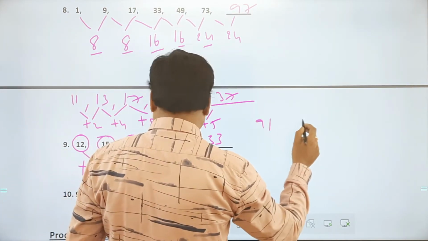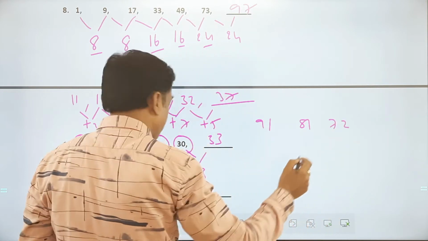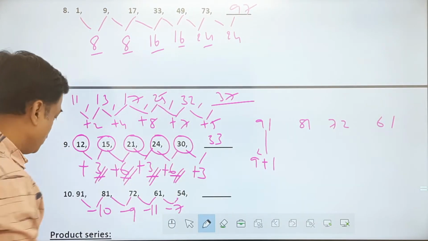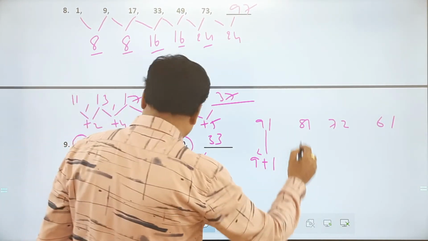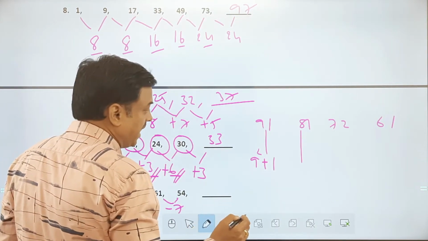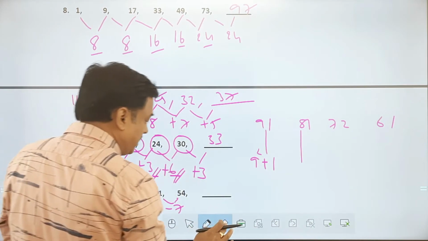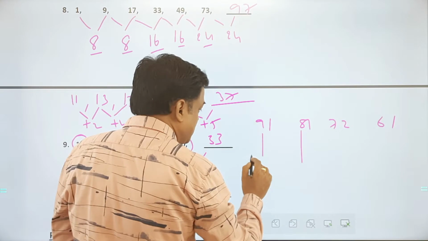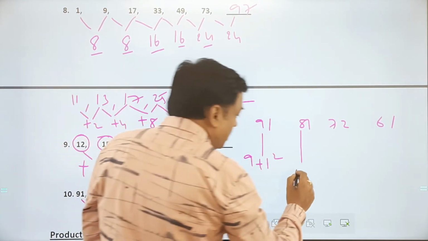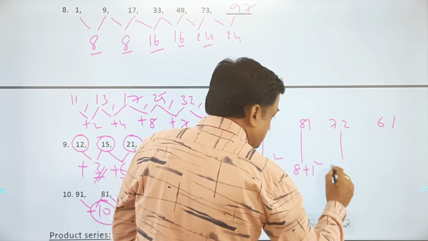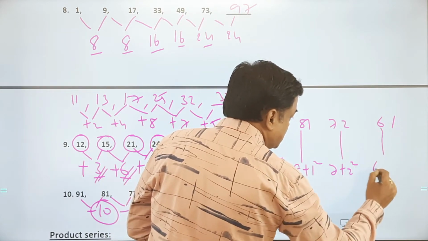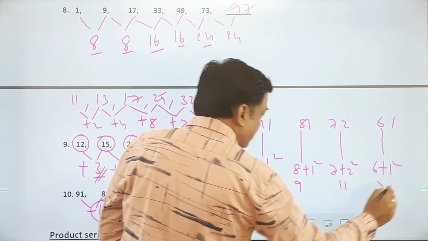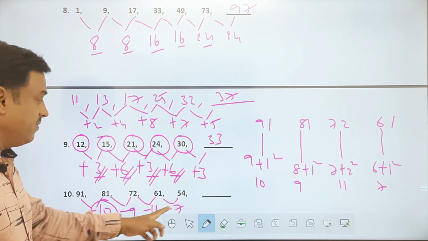Say 91 we have, 81 we have, 72 we have, 61 we have. What is 9 square plus 1? 10. So this is the 10. The next one, this one would be, or else 9 square. Sorry. I repeat once again. Here the things are, I would say this is 9 square plus 10 kind of a number. This is 8 square plus 1. This is 7 square plus 2. And this is 6 square plus 1. And this will be 10, this will be 9, this will be 11 and this will be 7. So I got the same numbers here, 10, 9, 11, 7.